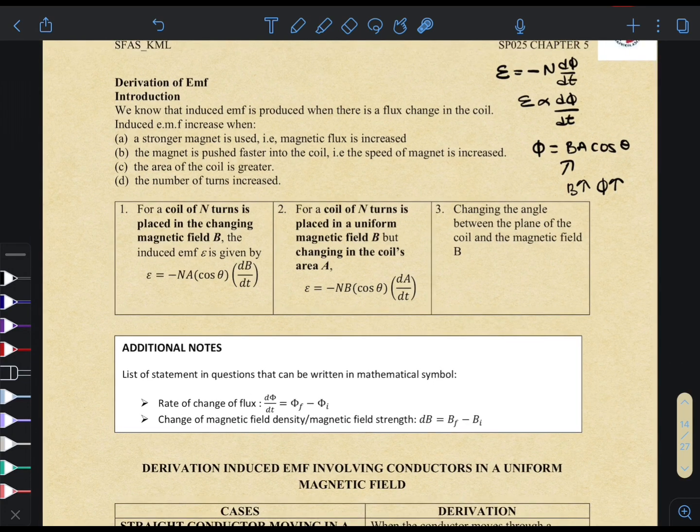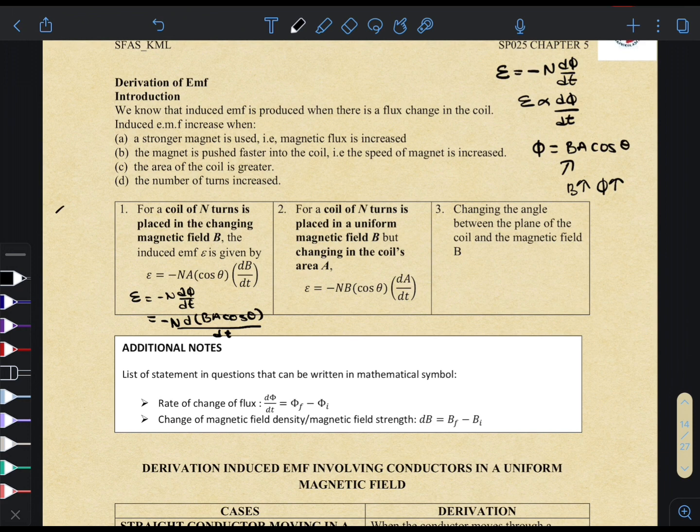Okay, so let's say we have a coil of N turns placed in a changing magnetic field. Okay, changing magnetic field, what is going to happen to your EMF is, we know EMF is equal to negative N dΦ over dt, where your flux is BA cos theta. Okay, so what is going to happen in this case is it says changing magnetic field. It means only our magnetic field will change.